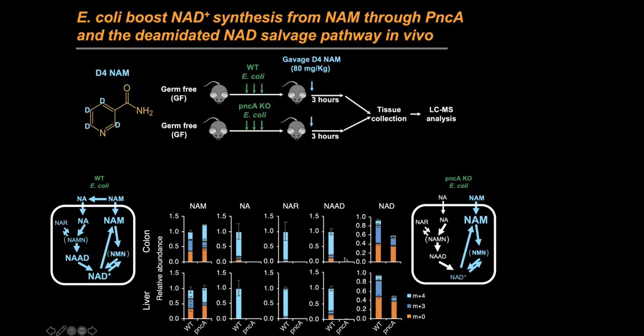So I would like to bring your attention to the final total NAD levels in tissues. You can see that in colon, particularly in the liver, mice repopulated with PNCA knockout E. coli have dramatically reduced level of newly synthesized NAD, which is the heavy labeled NAD here, indicating that this PNCA-mediated DM-related NAD biosynthesis contributes largely to tissue NAD biosynthesis after supplementation of the NAM.